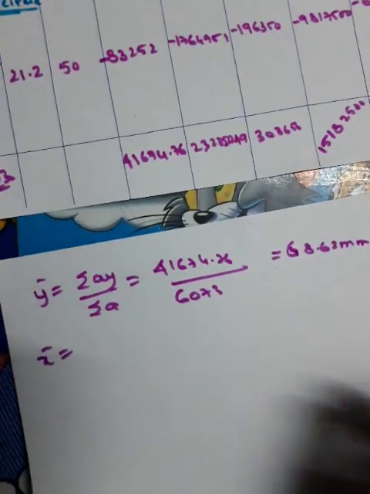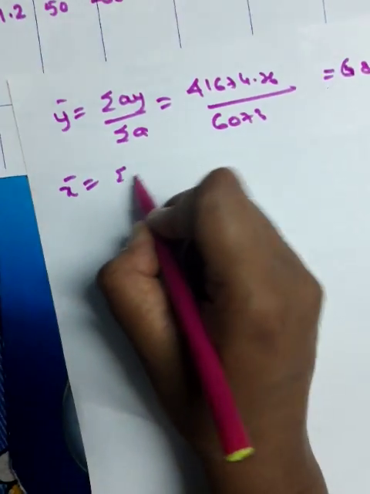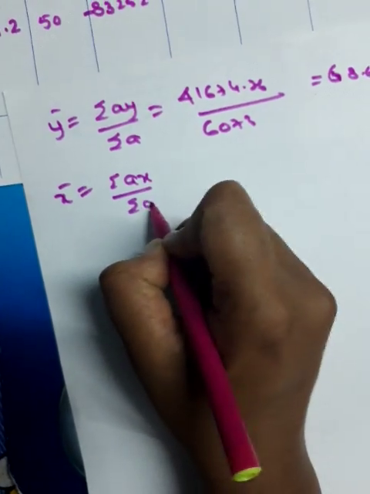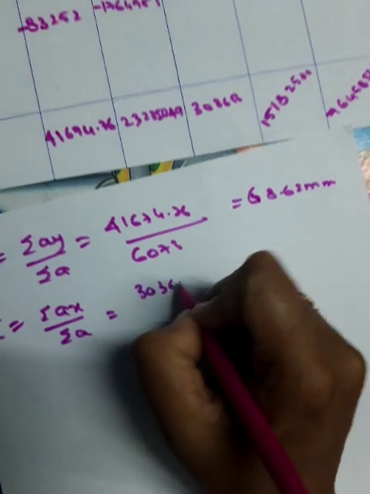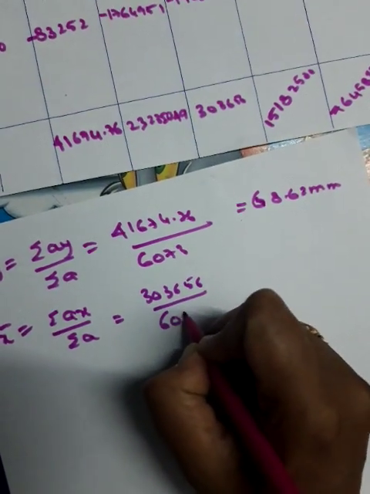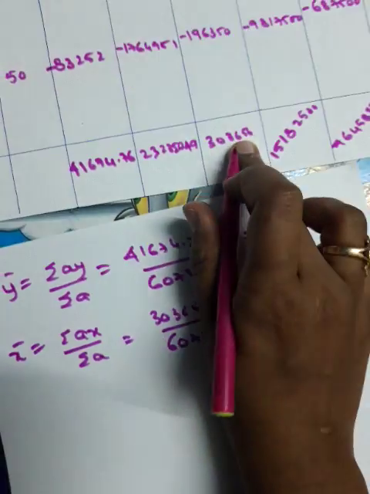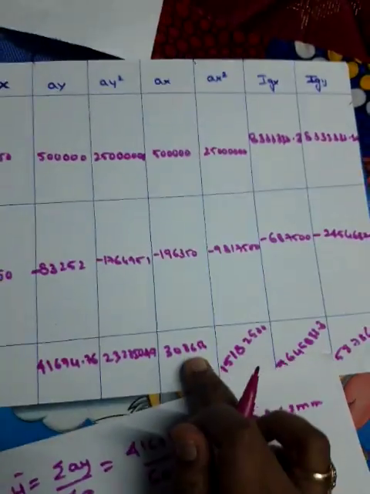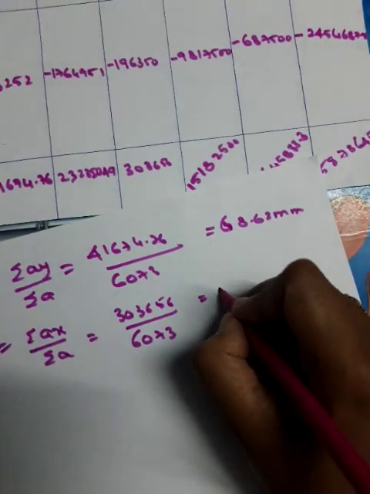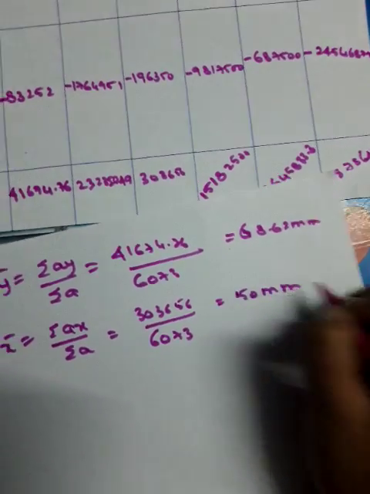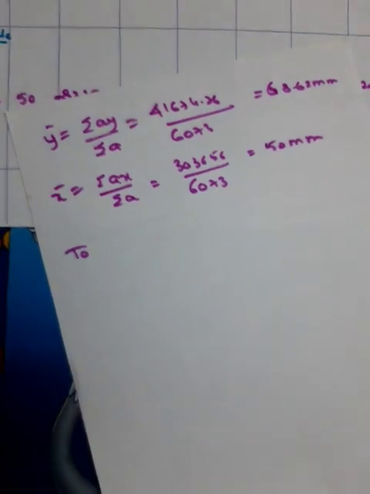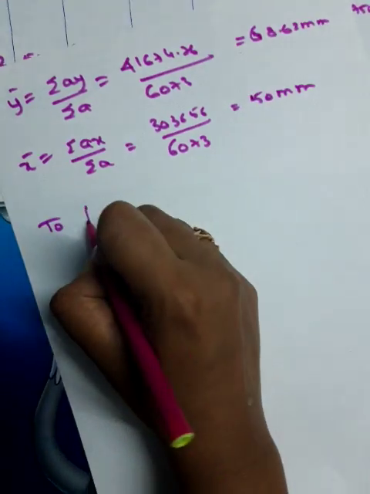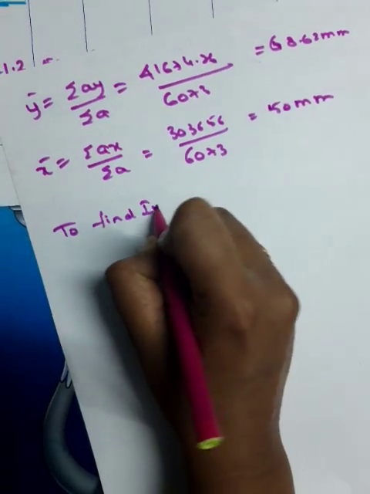X bar you calculate. So x bar is equal to what? Summation of Ax divided by summation of A. Summation of Ax is 303656 divided by 6073. I'm taking the values from the table which we have prepared. So we'll be getting 50 mm. Now see, you have x bar and you have y bar. Now what you have to calculate? You have to find the Ixx.